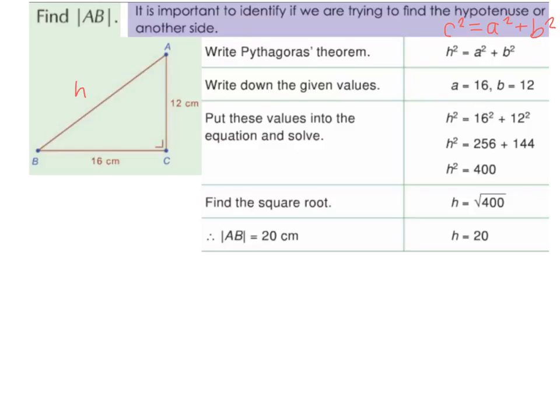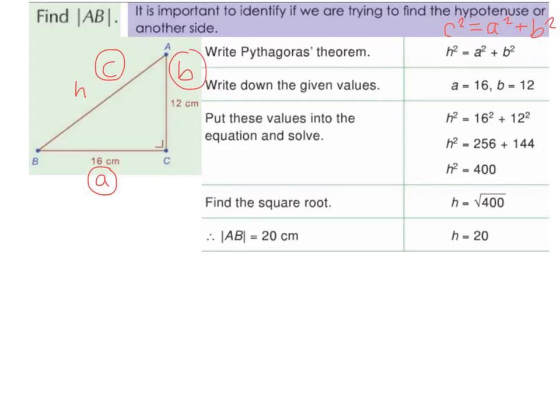It doesn't matter which way we label the a and the b, because we're going to be squaring them and adding them together. So I'm going to label the 16 as the a and the 12 as the b. Our unknown side, called AB, has been labelled as H, representing the hypotenuse, but I'm also going to label it as C. Depending on which formula we use, we can label it as C or as H, so I'm going to label it as both. So we have H squared equals A squared plus B squared. The A is 16 and the B is 12, but again, we could have labelled them the other way around. So we're going to put these values into the equation and then we're going to solve.